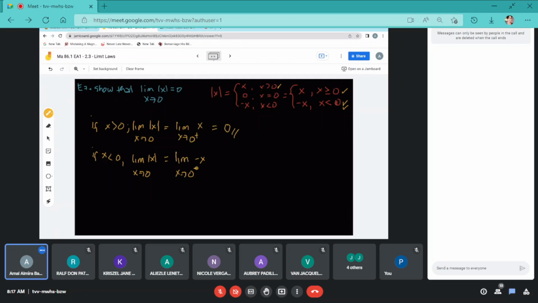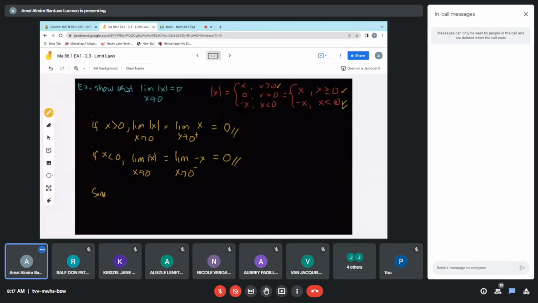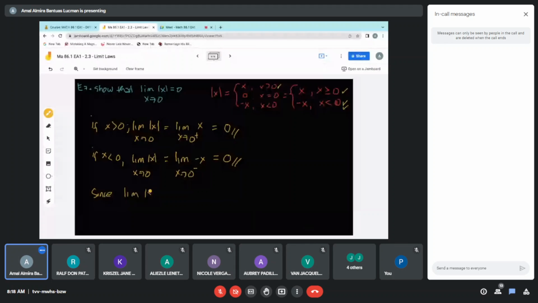Since the limit of the absolute value of x as x approaches 0 from the right is equal to the limit of the absolute value of x as x approaches 0 from the left, and both are equal to 0, then the limit of the absolute value of x as x approaches 0 is equal to 0. Nakasabot, class? Yes, ma'am. Okay, very good.